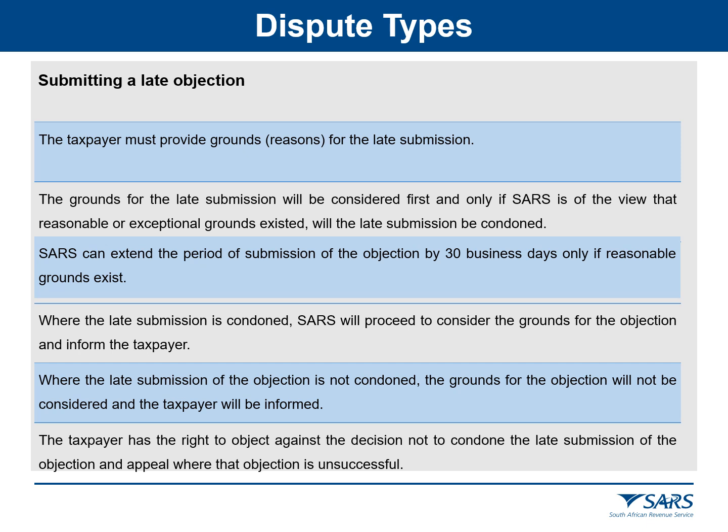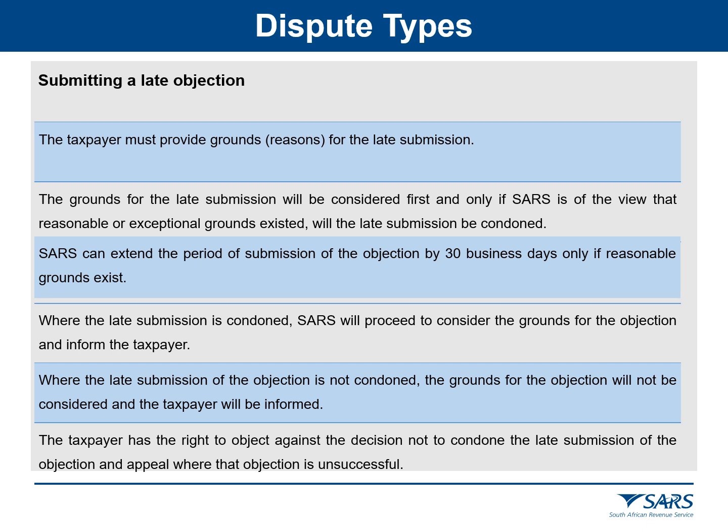Where the late submission is condoned, SARS will proceed to consider the grounds for the objection and inform the taxpayer. Where the late submission of the objection is not condoned, the grounds for the objection will not be considered and the taxpayer will be informed. The taxpayer has the right to object against the decision not to condone the late submission of the objection and appeal where that objection is unsuccessful.